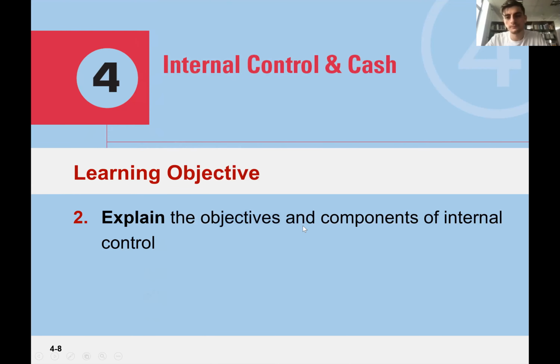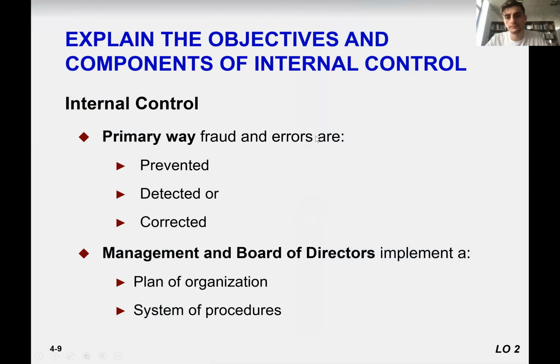So explain the objectives and components of internal control. In order to prevent fraud, companies exercise internal control. Internal control is a primary way to control fraud and errors. There is a very minor difference between fraud and error. Fraud is when you do it intentionally, and error means it is a human mistake.